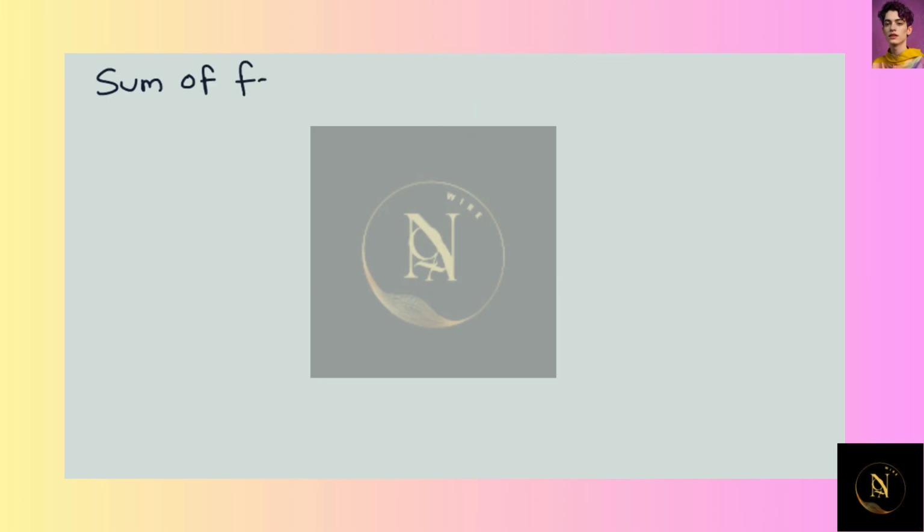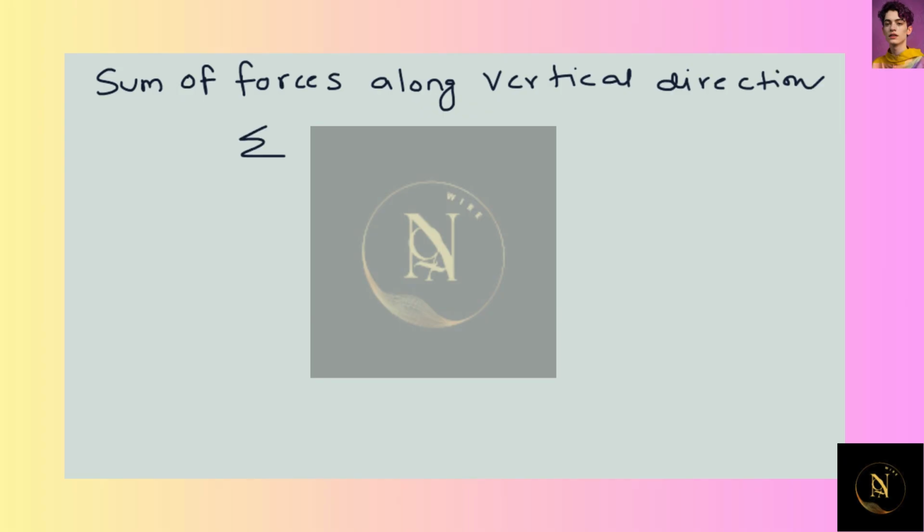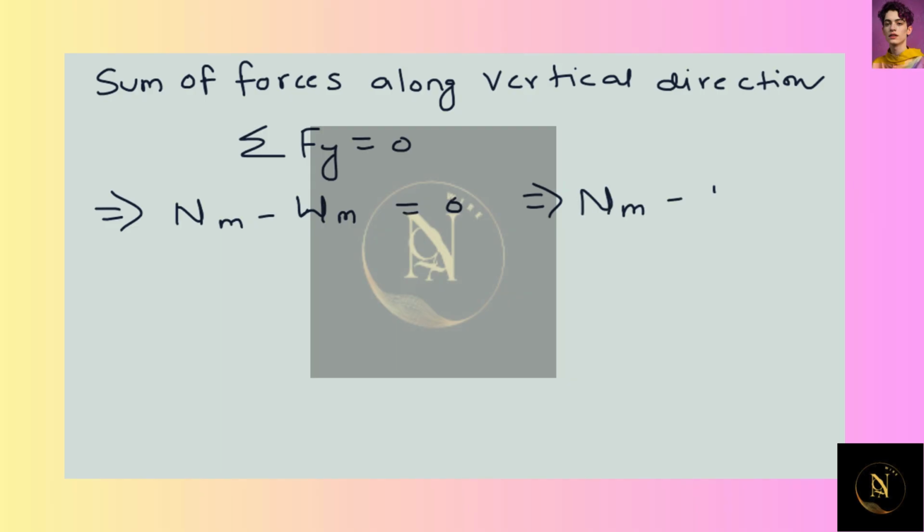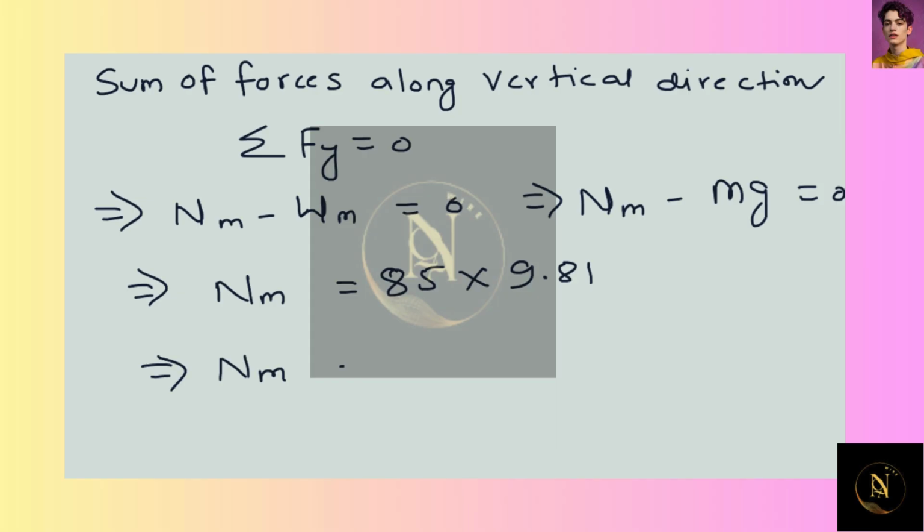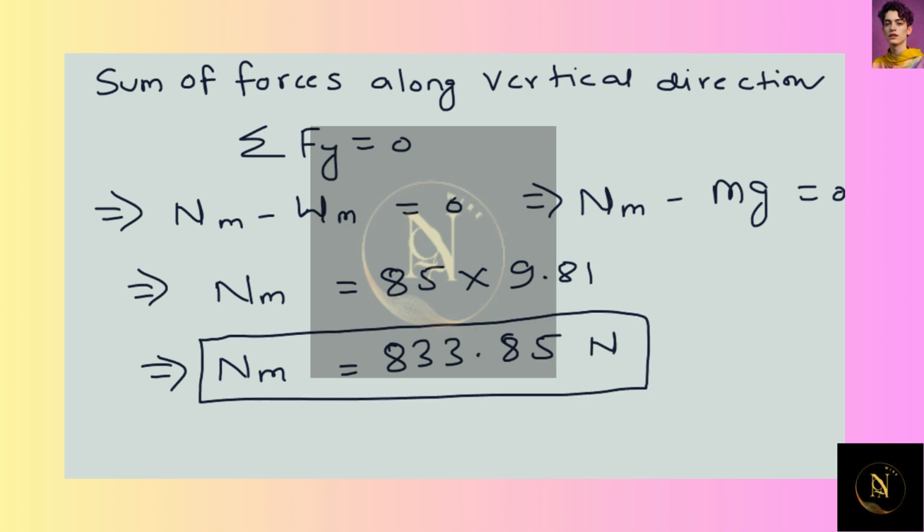Sum of forces along the vertical direction, summation of Fy is equal to 0. So Nm minus Wm is equal to 0, or Nm minus mg is equal to 0. On solving, we get Nm is equal to 85 into 9.81, so the value of Nm comes as 833.85 Newton.